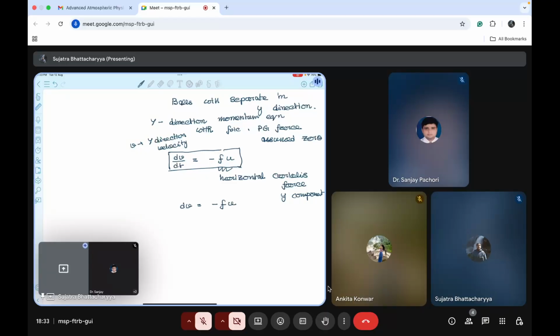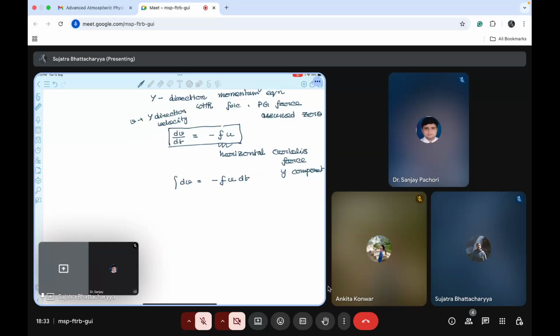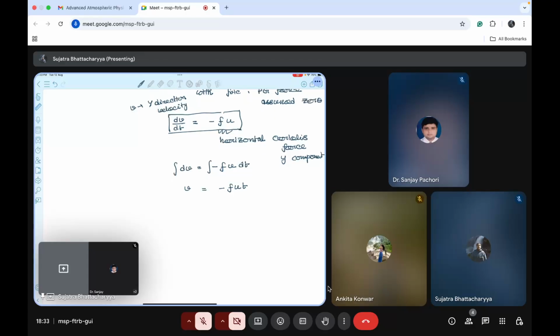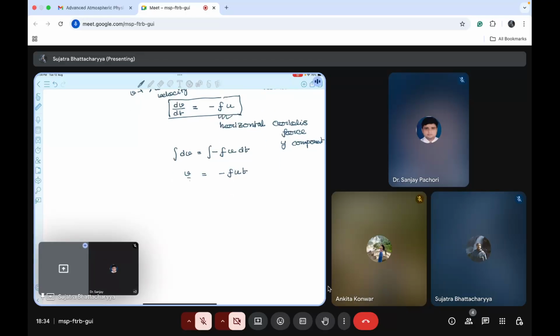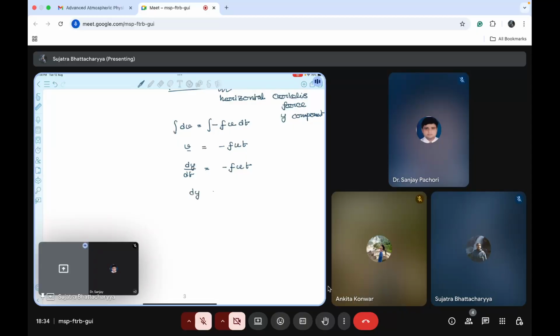A similar kind of question we have done in the last problem solving session, so you will understand. You just take the integral of this. So v will be equal to minus fut, assuming at t equals 0, v is 0. Now v can be written as dy/dt, which is minus fut. So dy will be equal to minus fut dt.